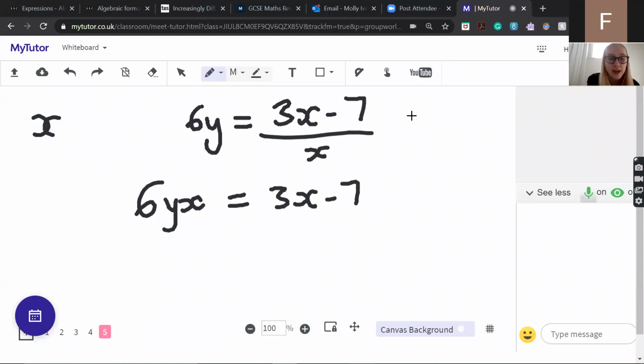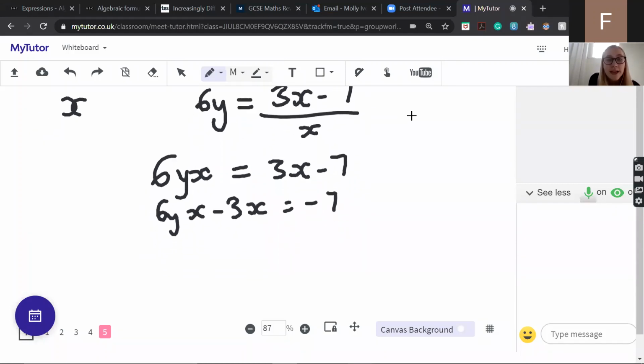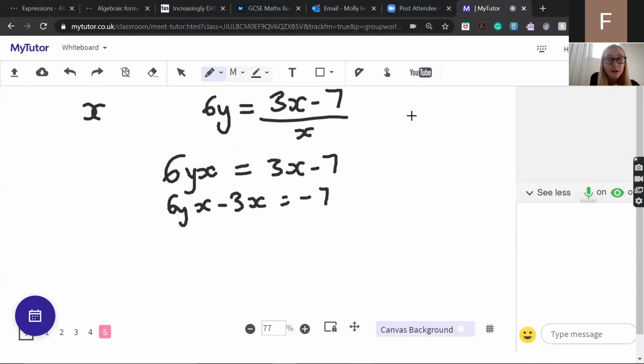So we'll move that 3x to the left-hand side. 6yx - 3x = -7. And then we'll take out that factor of x. That's the key one with these rearranging. So x lots of 6y - 3 equals -7. Hopefully you can see where I got that from.